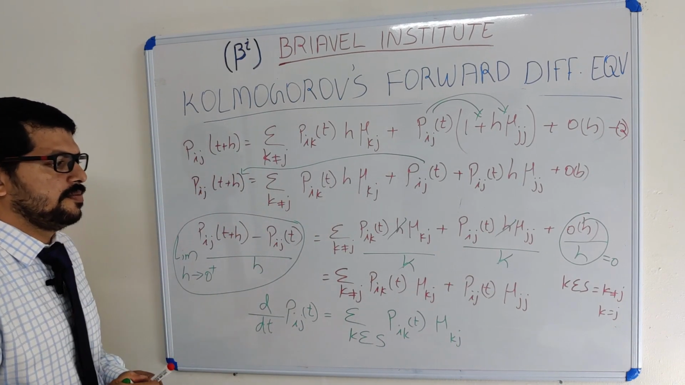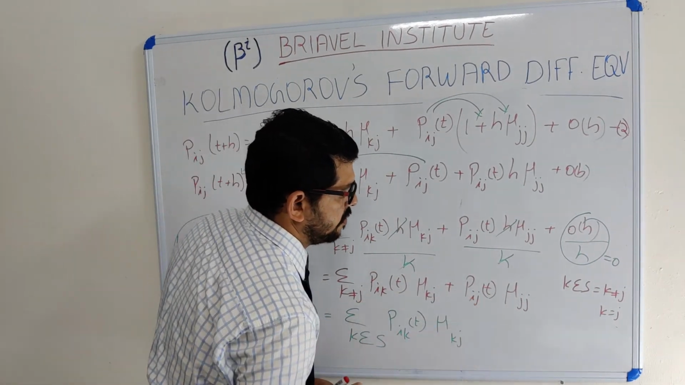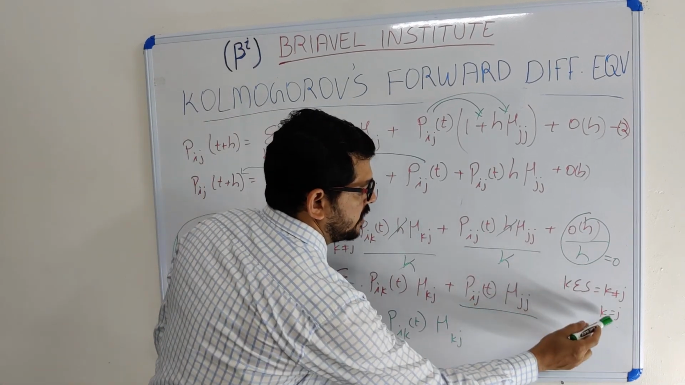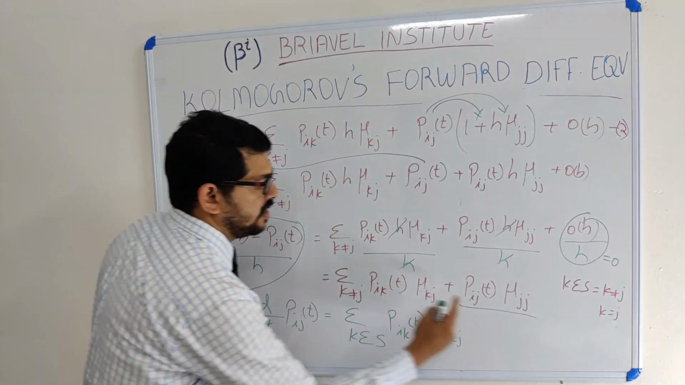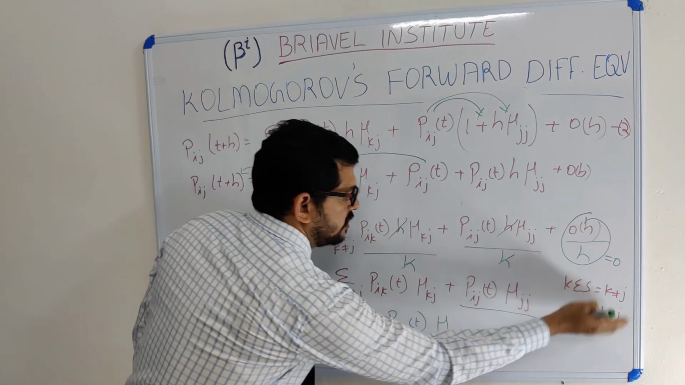This is our equation. Because here k is not equal to j, that's why it is considered separately. This one is split here like that: k not equal to j, and this is k equal to j. Now both are included here.